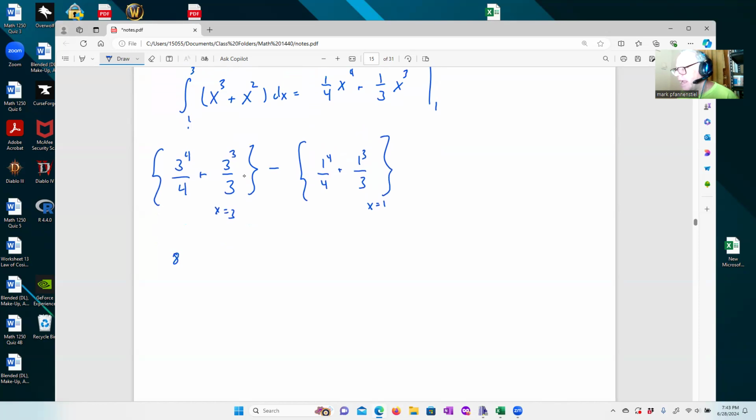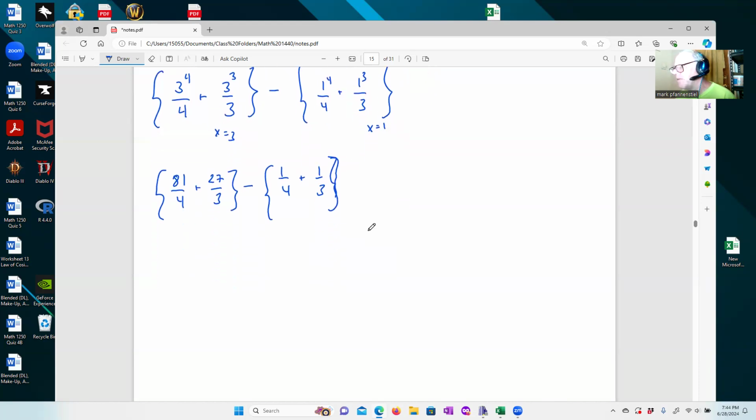So we have 81 over 4 plus, and this is going to be 27 over 3, okay, minus, we have a 1 over 4 plus a 1 over 3, right? Just 1 cubed is 1, 1 to the 4th is 1, so we're sitting here with this. So I've got 81 fourths plus 27 over 3, that's 9, okay, minus 1/4, and this negative sign distributes to both of these, minus 1/3, and now we're ready to use the calculator.